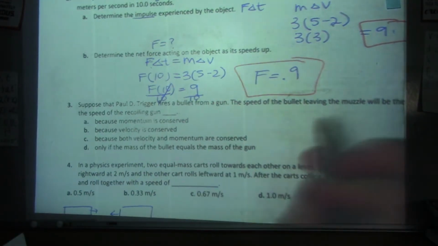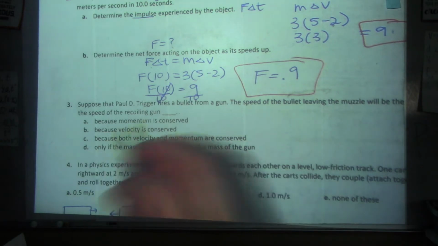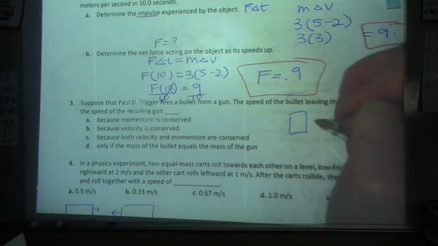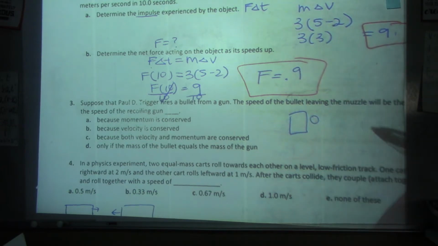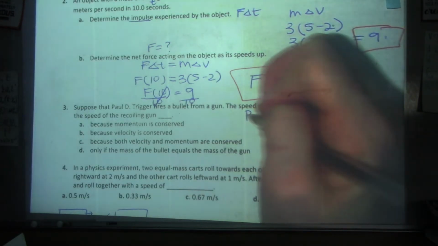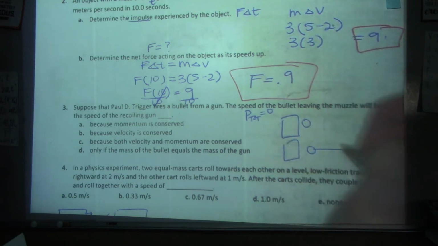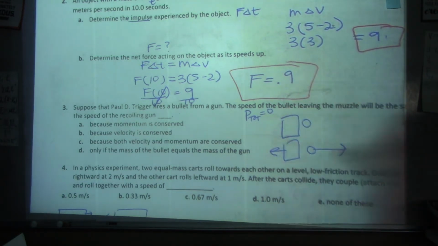The speed of a bullet leaving the muzzle will be the same as the speed of the recoiling gun. So let's think about it. If I have a gun and a bullet, at first they're at rest, so my total momentum is equal to 0, and then it's shot off, the bullet goes off, and the gun goes the other way.